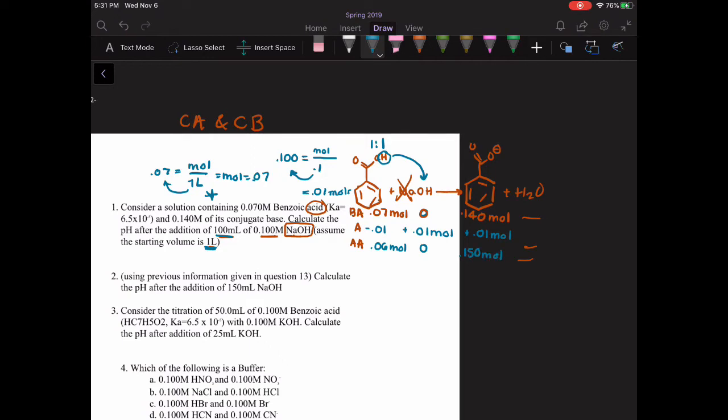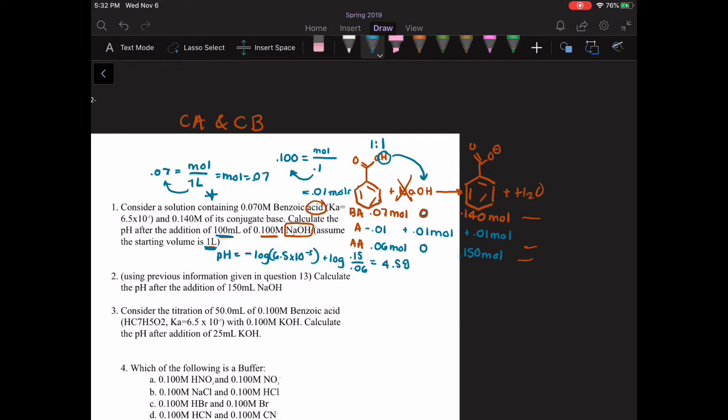And so now it wants the pH, and now I'm just going to use Henderson-Hasselbalch, because remember, it's a buffer system, and that's when I use Henderson-Hasselbalch. So pH equals negative log of 6.5 times 10 to the negative 5 plus the log of 0.15 over 0.06. So when you do that, I have it written down, you should get like 4.58.